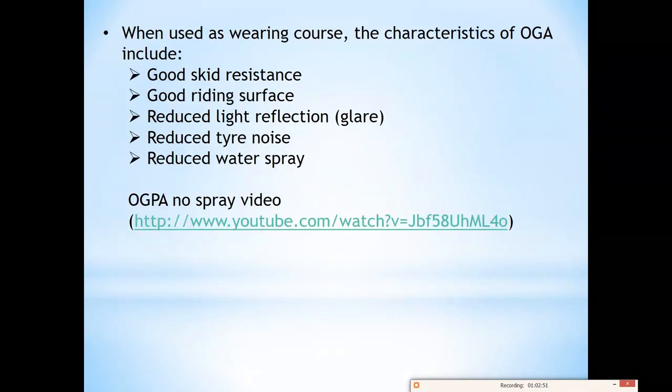So the next slide. The main uses of the OGA are these five things. They are very good for skid resistance, because it has a very good texture.